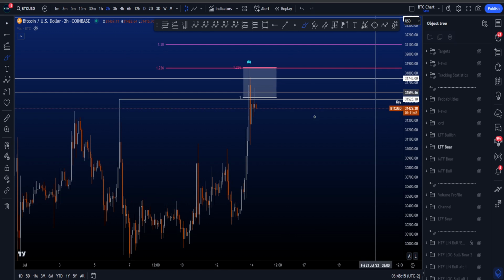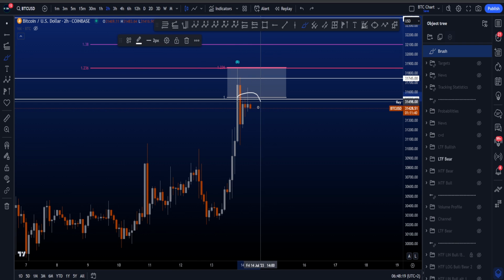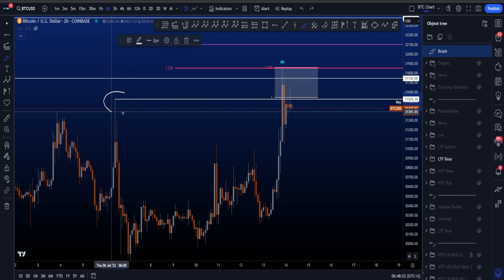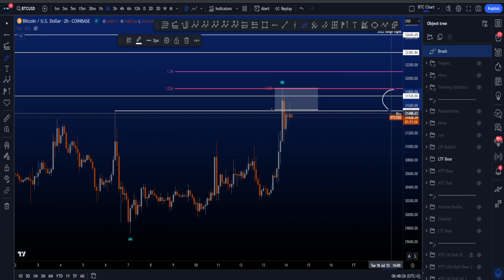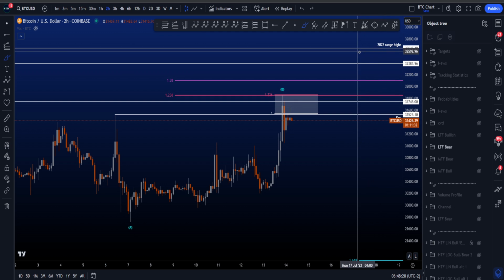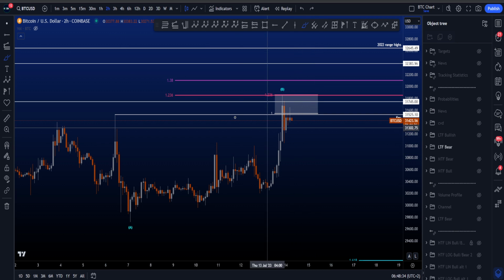And what I think is important to share is that after this move up, price is now ranging below the high of this range. It's now turned into resistance. The first white line that you see over here is one of the 2022 range highs, for then a liquidity grab and potentially a move to the downside. Very interesting indeed.